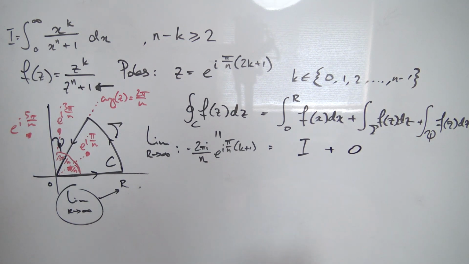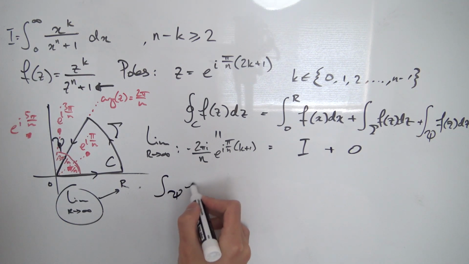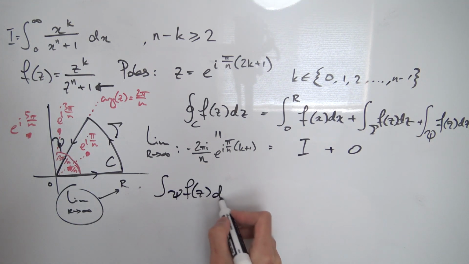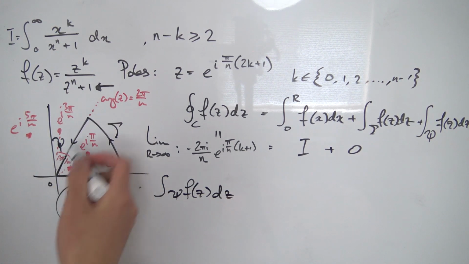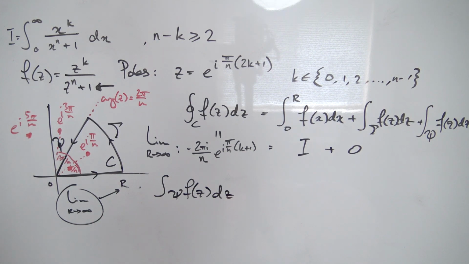And finally we have the integral over psi of f of z dz. This one we need to parameterize a little bit, because it's a bit of an odd path that's going down in the complex plane. So how do we parameterize this thing right here?